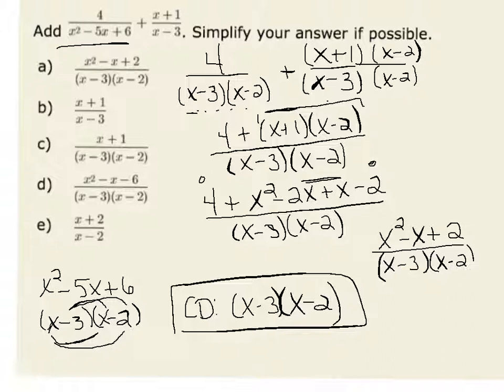Now I need to determine if my numerator actually factors. I have x squared minus x plus 2. If it factors, I would find two factors of the leading coefficient and the last coefficient, or 1 times 2, two factors of 2 that add to a negative 1. In this case, I know that it's not factorable, so I can see that A is my correct answer.